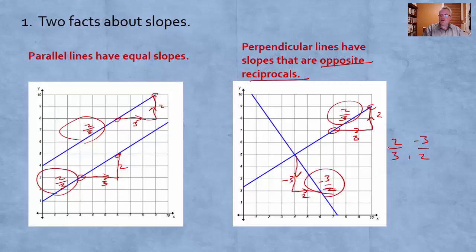The first fraction is positive. The second fraction is negative. The first fraction has 2 in the numerator and 3 in the denominator, and they're switched in the second one. So they're opposites and they're reciprocals. Okay, that's the case when lines are perpendicular. Now if slopes are neither equal nor opposite reciprocals, then the lines are not parallel or perpendicular.